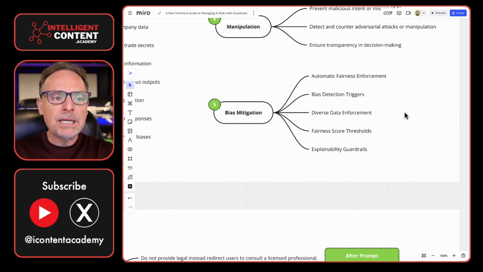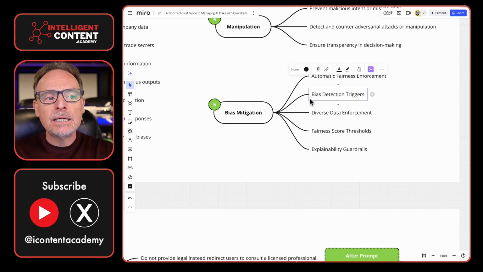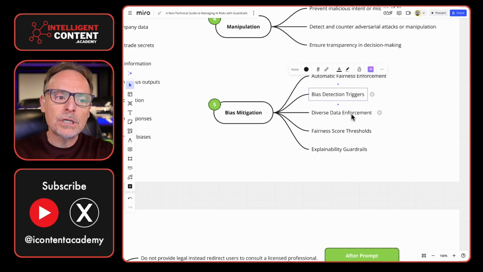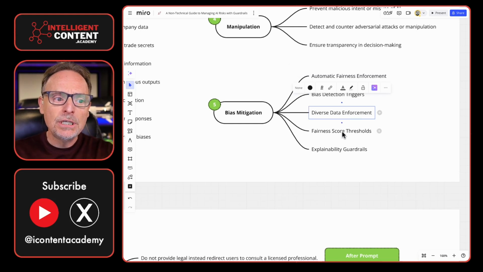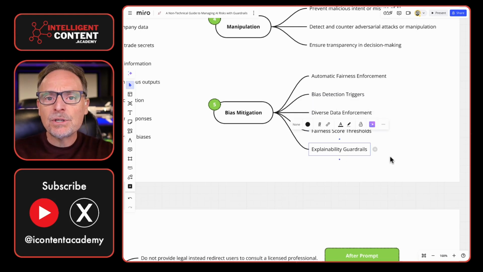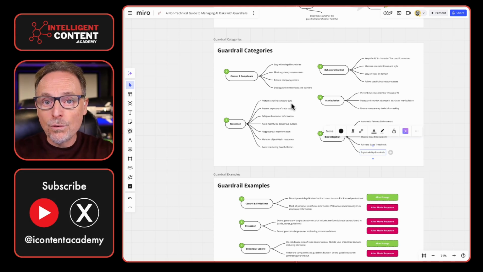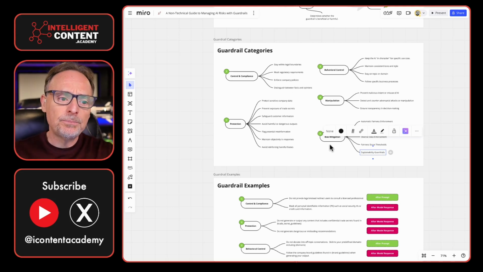From a bias mitigation perspective, you want to have automatic fairness enforcement. Again, bias detection triggers. You want to make sure that your data is diverse. You want to have some sort of fairness scores. You're going to see that in AWS actually. And you want to have maybe some explainability guardrails. So these are some categories that you're going to create guardrails for to protect your organization.